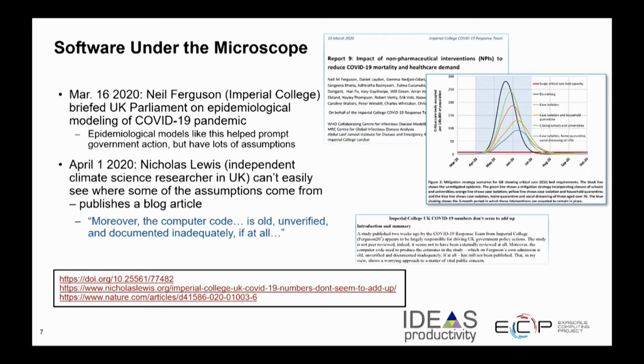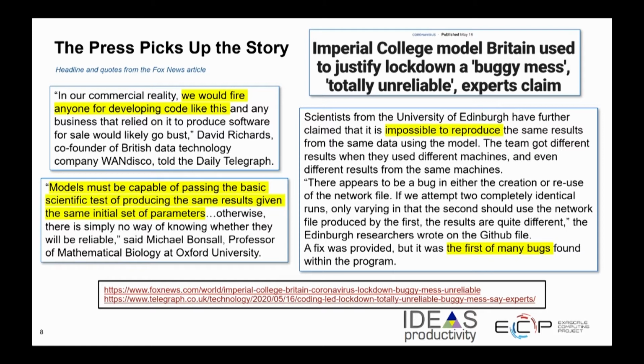So the code was available. He can't see where these assumptions come from. The computer code is old, unverified, documented inadequately, if at all. And so this started a whole flurry of things. The press picked up this story because, of course, COVID became a very controversial thing. And so you had a lot of people saying, we'd fire anyone for developing code like this. Models must be capable of passing basic tests.